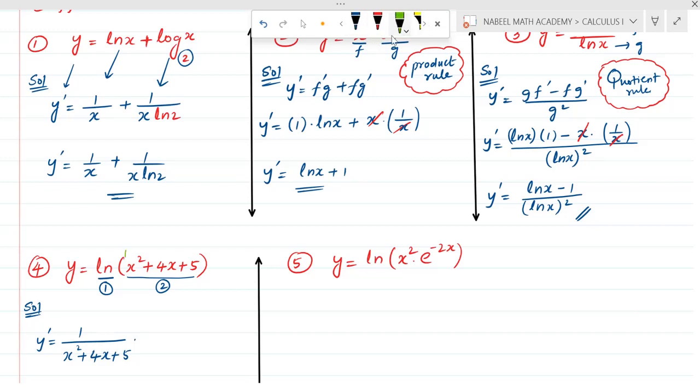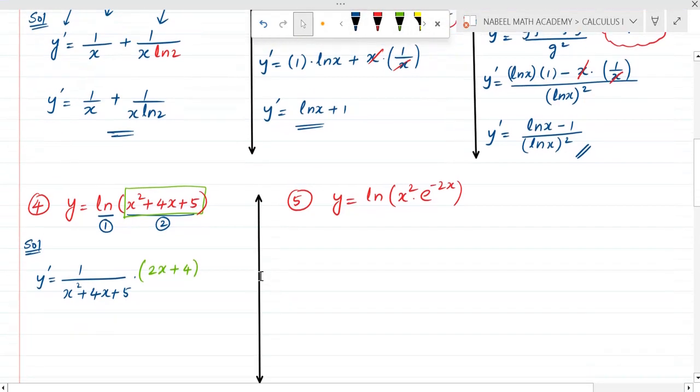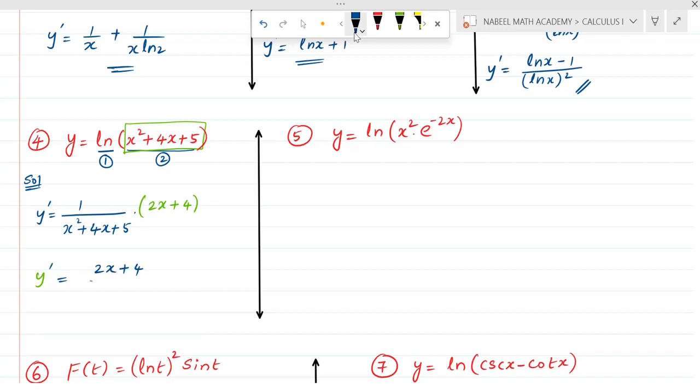Now I have to differentiate the inside term. So what is the inside term? It's 2x plus 4, and 5 becomes 0 since it is a constant. Now the simplified answer will be y prime is equal to (2x plus 4) over (x square plus 4x plus 5).